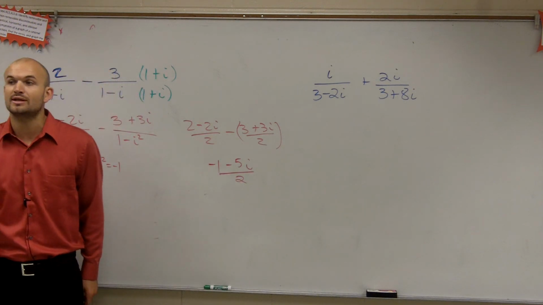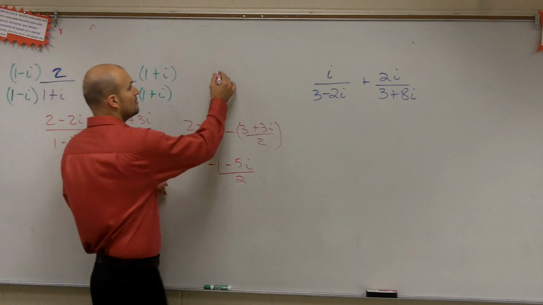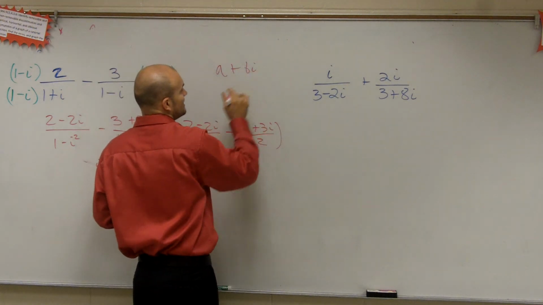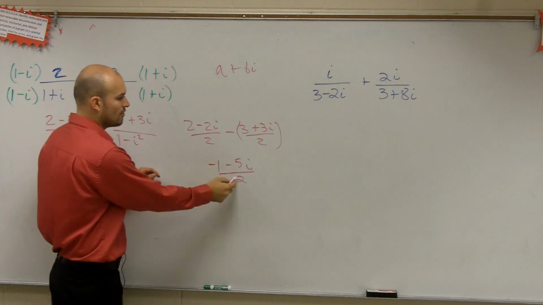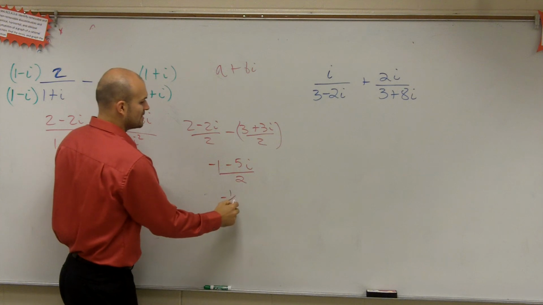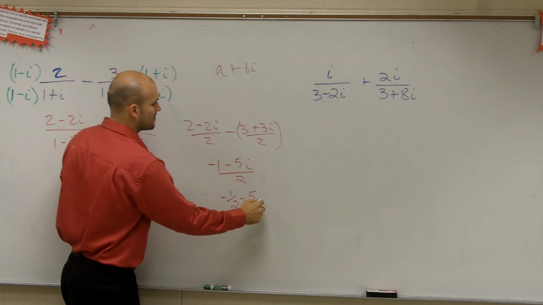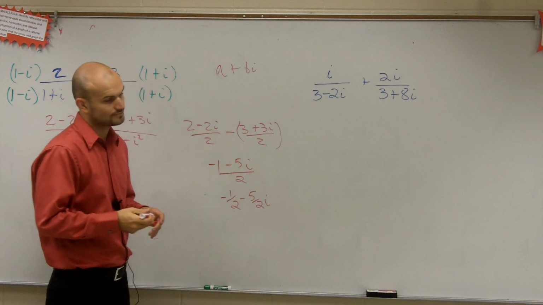Now it says to put it into standard form. Remember, standard form is a plus bi, right? So to put this in standard form, I divide the 2 into both of those terms. I get -1/2 minus 5/2 i.